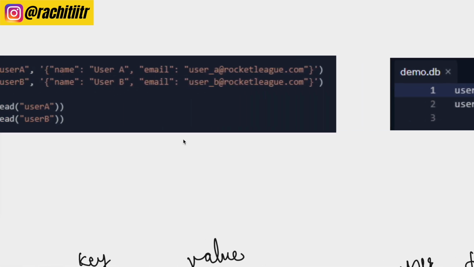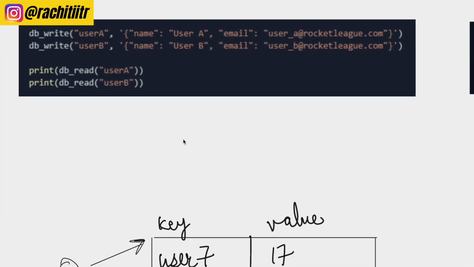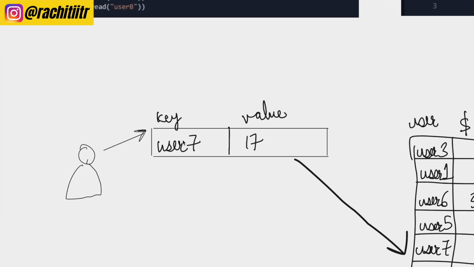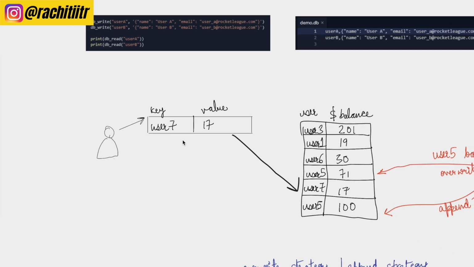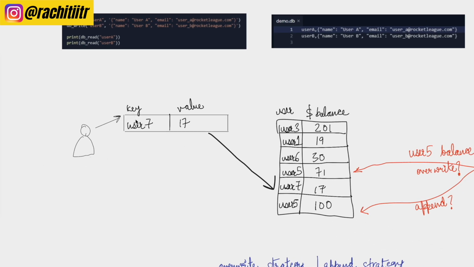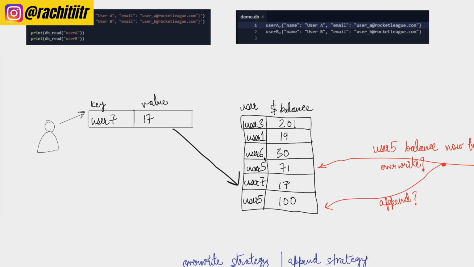Let's now understand what happens. Now let's go through some workflows, what's happening behind the scenes, right? So let's see that there is some user who wants to write this key user 7 and the value is 17. It can be the bank balance, right? And obviously this is not the user who will just say that this is my balance, but let's say the input is key is user 7 and the value is $17 that we want to write.